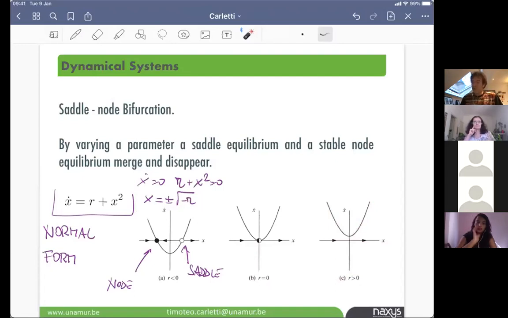And so you pass from a system where you have two points, one stable, one unstable, that once you move the parameter, they collide and then they disappear. So the saddle node is the disappearing of two equilibria.